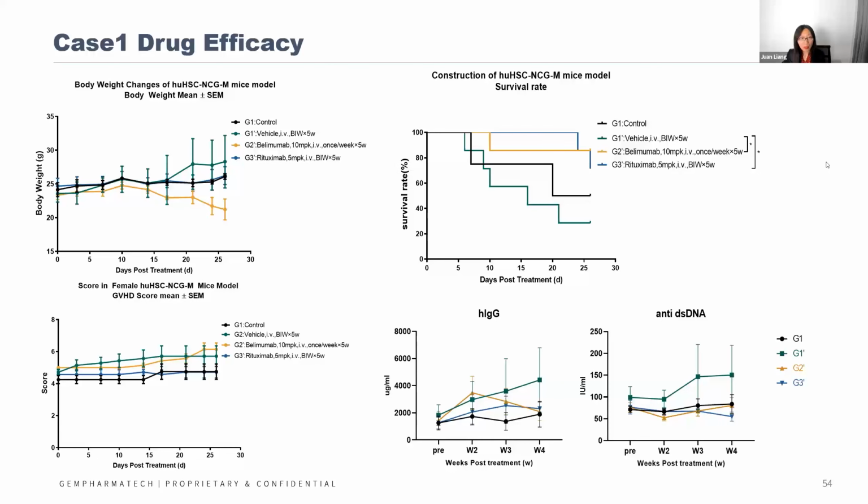As shown here, G2 and G3 groups are the BAFF antibody treatment group and the CD20 antibody treatment group. As shown here, the BAFF antibody and the CD20 antibodies could both reduce the IgG level in the SLE model, and also, as shown in the yellow and blue curve, the anti-dsDNA levels were also decreased after drug treatment.